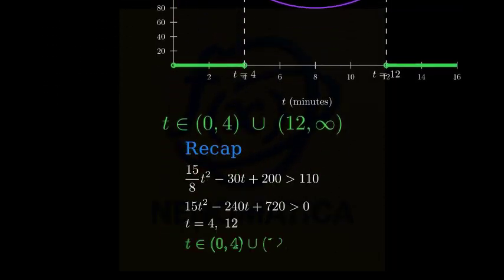Recap. We translated the question into a quadratic inequality, simplified to standard form, found the roots 4 and 12, and used the sign of the upward opening parabola to determine the intervals. With the physical constraint time at least 0, our final answer is t in 0 to 4 union 12 to infinity.